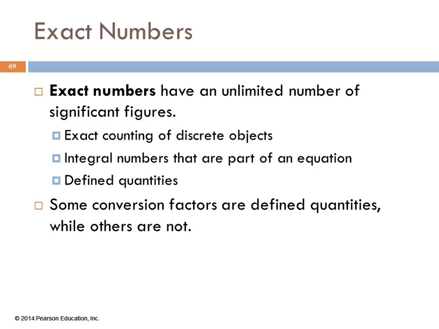How many pairs of glasses in my hand? 2. Is there any uncertainty in that? No. I can count my children. 1, 2, 3, 4, 5, 6. Is there any uncertainty in that? Is it possible that there's 6.3 or 5.8 children? No. It's exact. Now, exact counting.